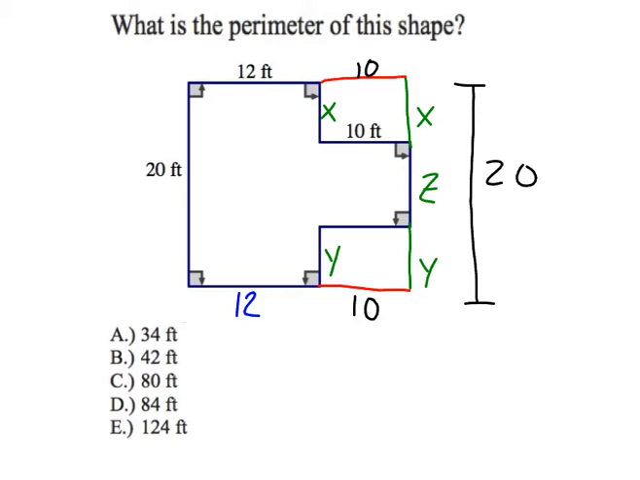I've got 20 plus 12 plus 10 plus 20 plus 10 plus 12. So by almost popping out that diagram, by moving the x out and the 10 up and the y out and the 10 down, I can find my perimeter. Perimeter is the total distance around. So 40 plus 22 plus 22 should give me 84. Not too bad.